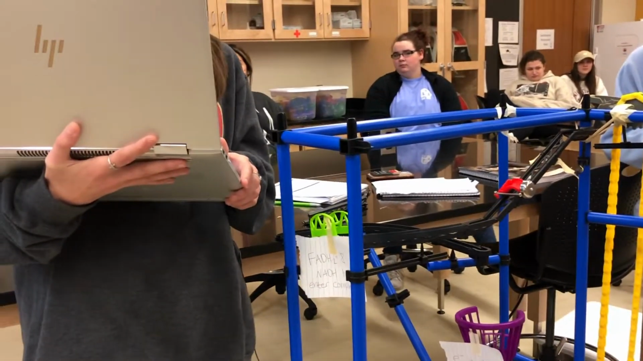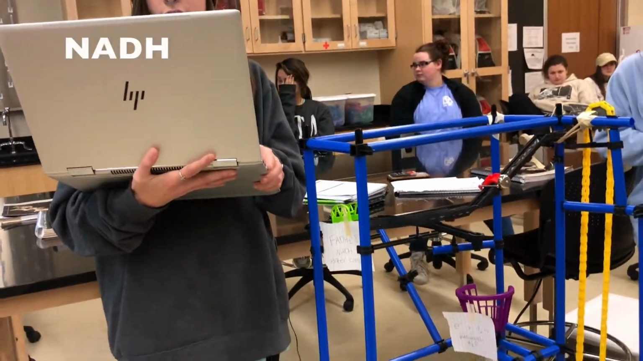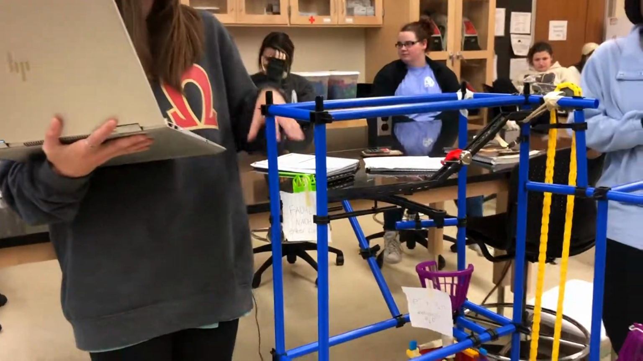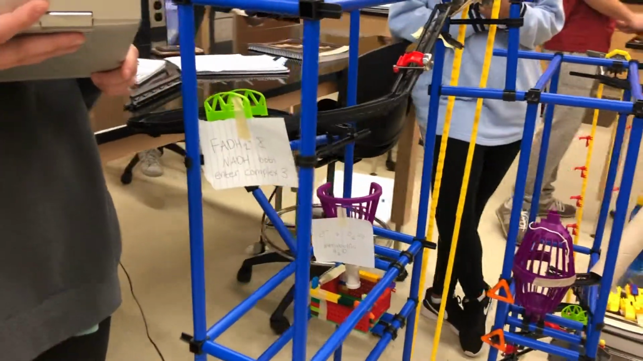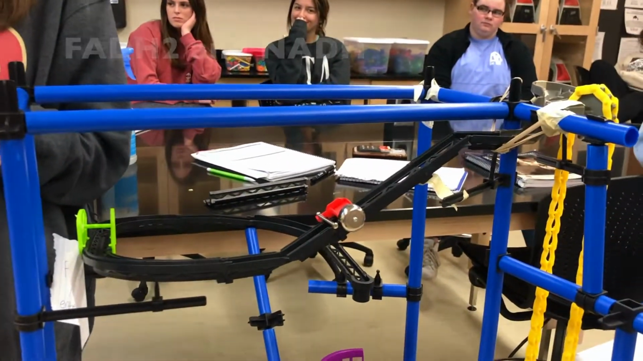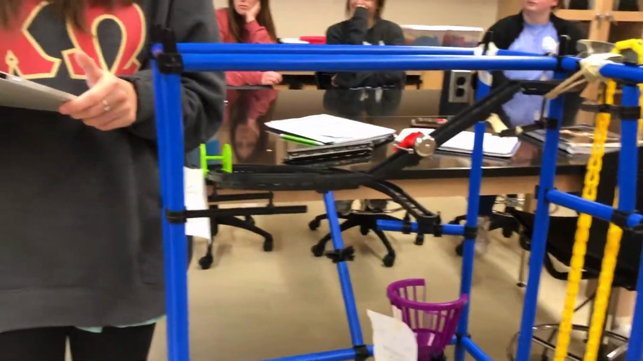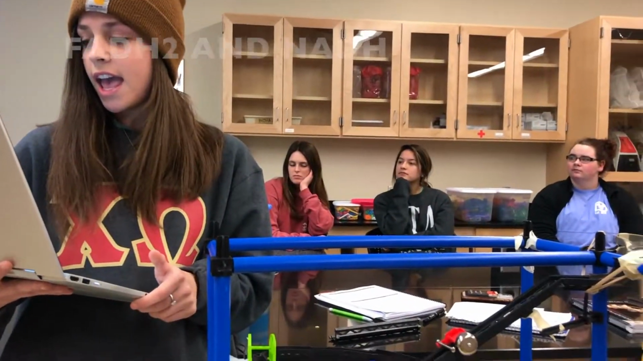This establishes an electrochemical gradient. NADH travels directly to complex 3, which is this, which is the green bridge. FADH2 enters at complex 2 when the marble travels through the red piece, setting the bell off, then continues to travel to complex 3. Just like that. At this point, FADH2 and NADH are now represented together by the one marble.